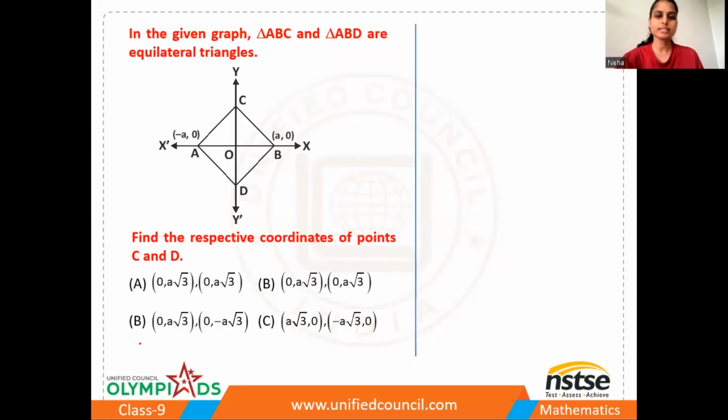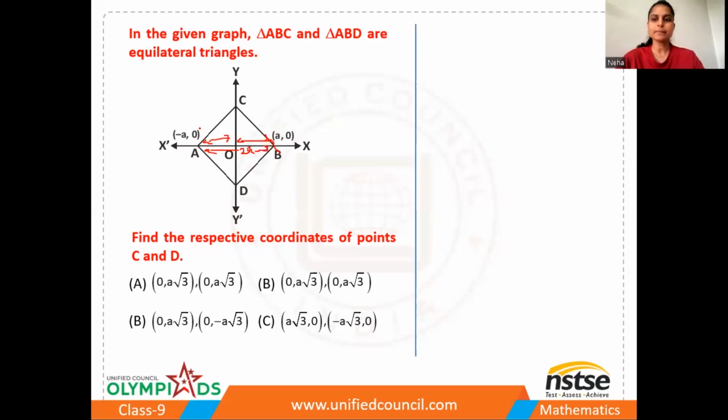So basically what is this question saying? It says that in the given graph, one graph is given. Triangle ABC, the upper one, and triangle ABD, the lower one, are equilateral triangles. Equilateral triangle means all the sides of the triangle are equal, right? So in this diagram, the coordinates of A and B are given, right? So this is minus A and this is A. That means this side is A and this side is A. So I can say that the complete side is 2A, right?